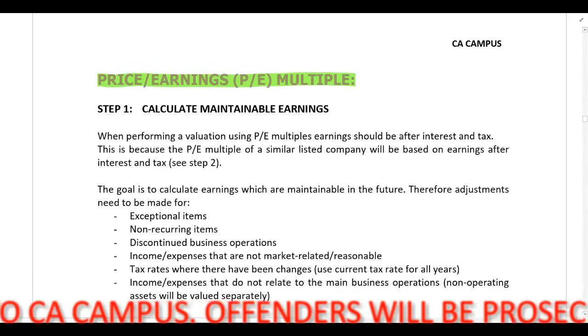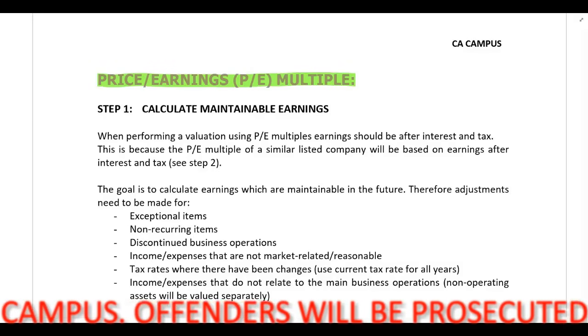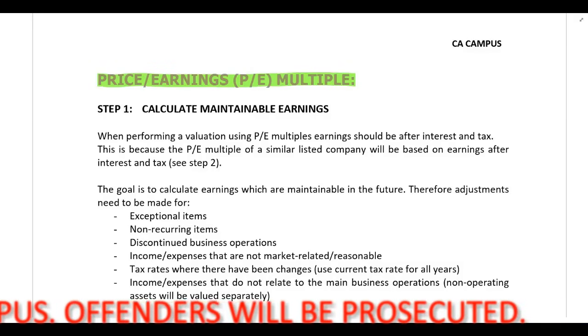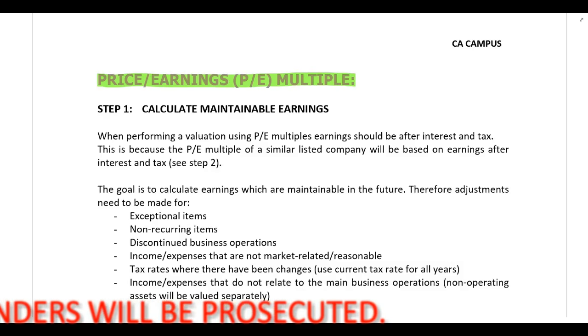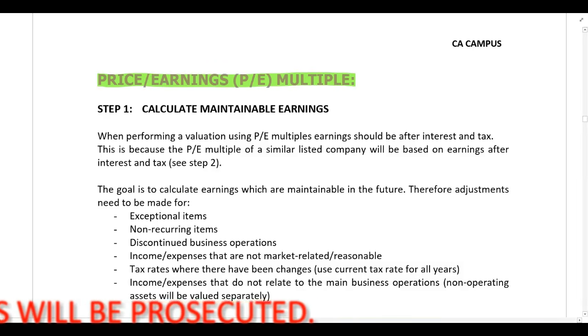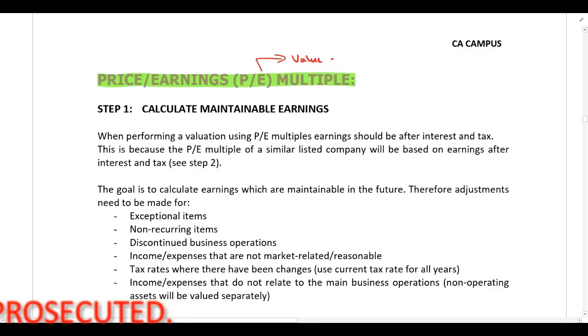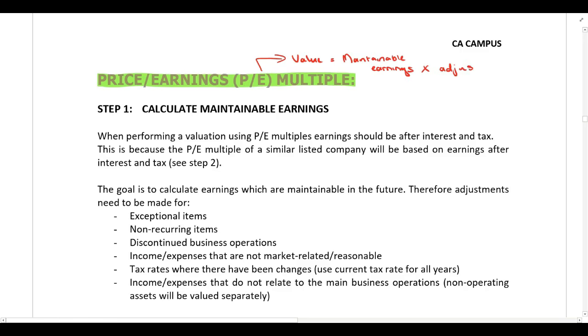Now, what I've done in your lecture notes is I've broken the calculation down into 3 steps. But I don't just want you to study steps, I want you to understand the logic behind where those steps come from. So please remember, if we are performing a valuation using a price earnings multiple, we calculate the value by taking maintainable earnings from our company that we are trying to value, and we multiply that by an adjusted PE multiple.